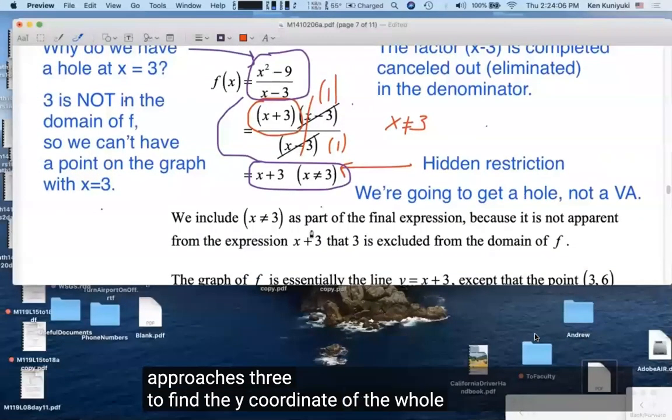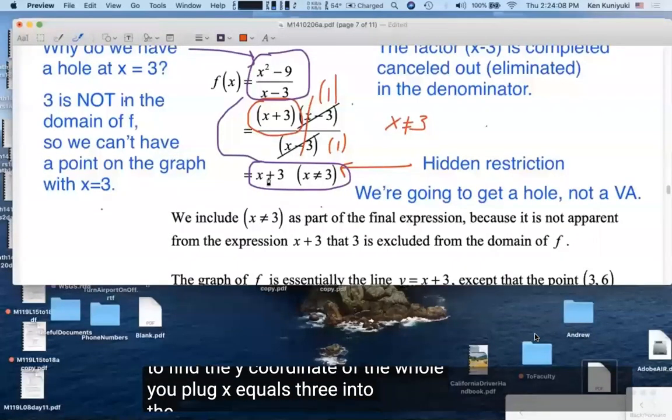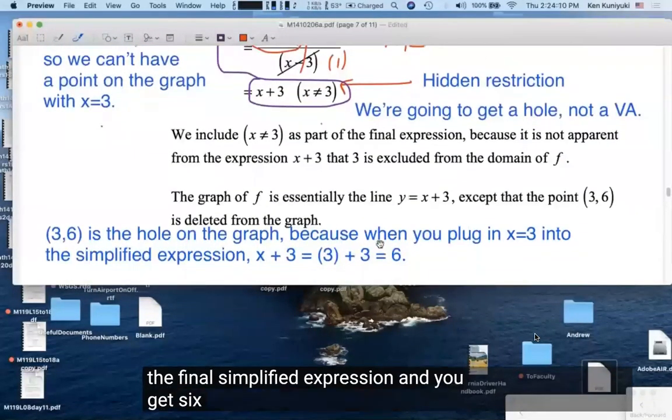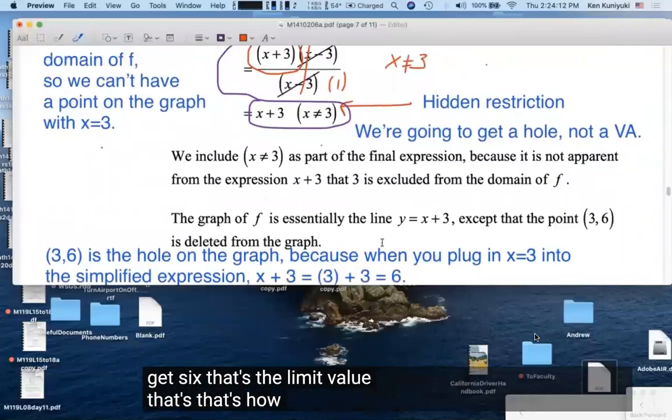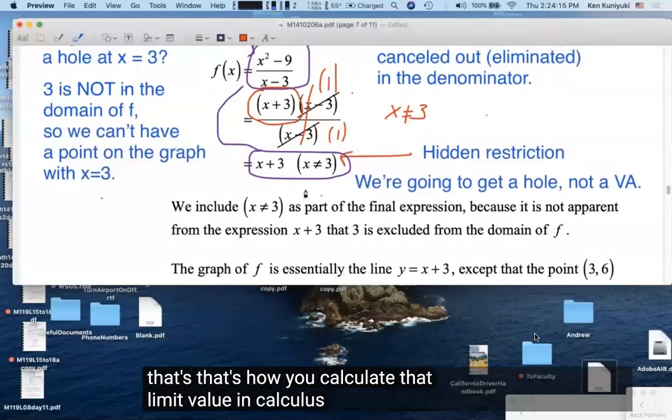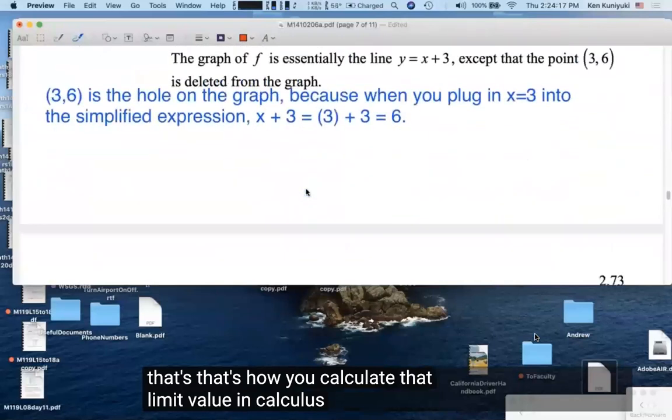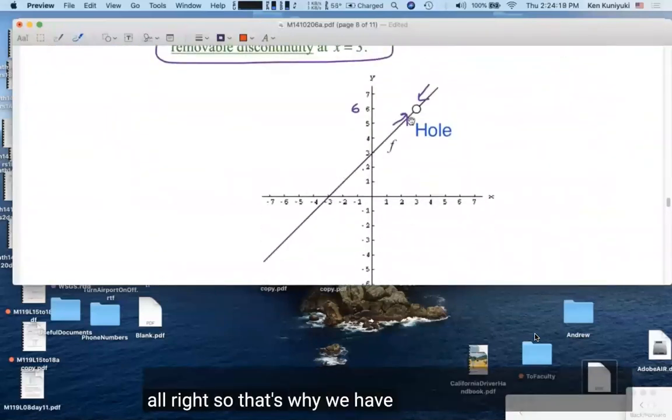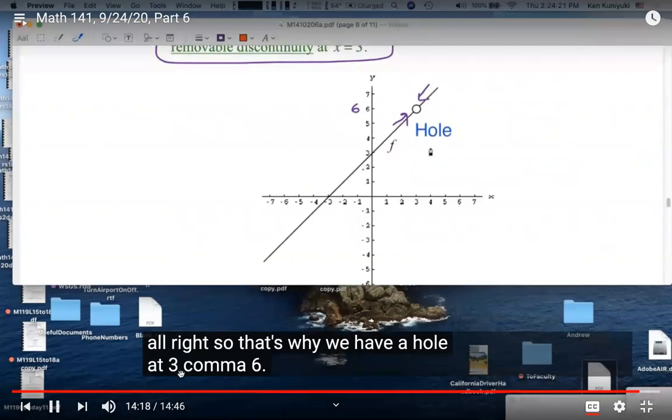So to find the y-coordinate of the hole, you plug x equals 3 into the final simplified expression, and you get 6. That's the limit value. That's how you calculate that limit value in calculus. All right, so that's why we have a hole at (3, 6).